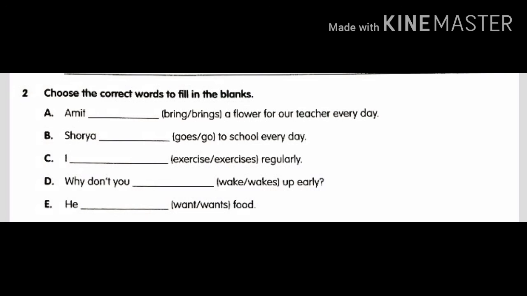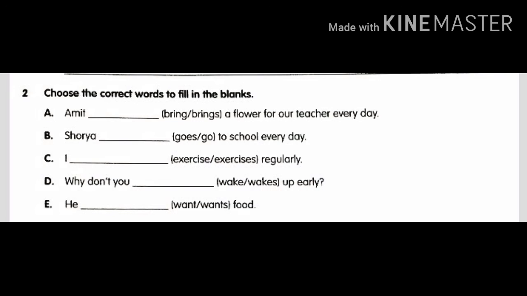Now see the second question. Choose the correct words to fill in the blanks. Means here according to the verb, check what verb is there. And according to the subject you want to use the verb. So once again remember that with I, we, you, they we get a singular verb. And he, she, it and any name of a person, place, animal or thing we get the plural verb form. So based on that, complete your second question.